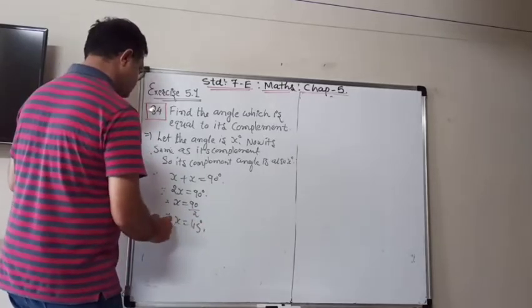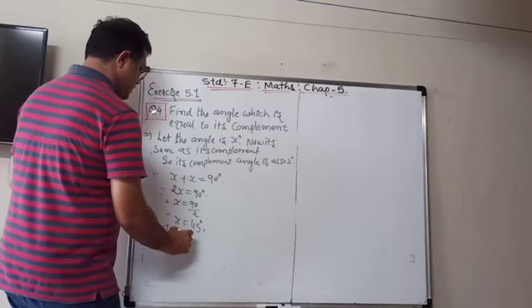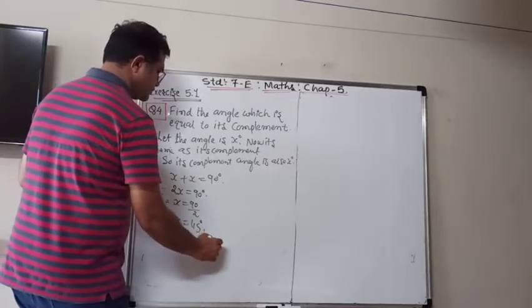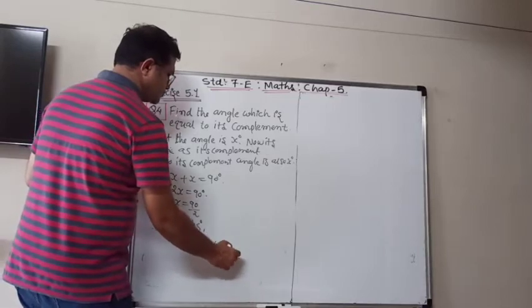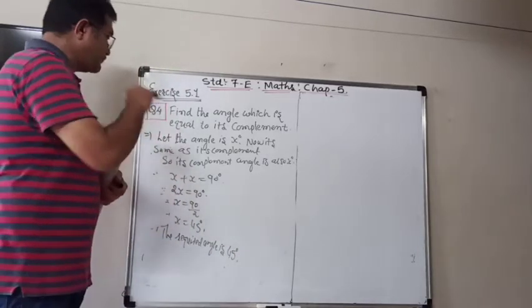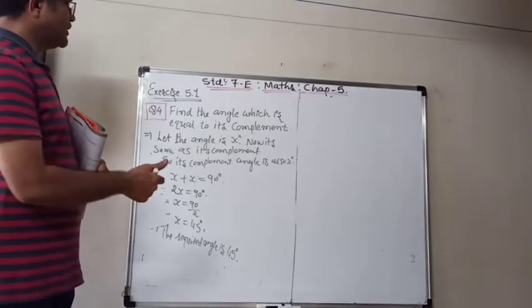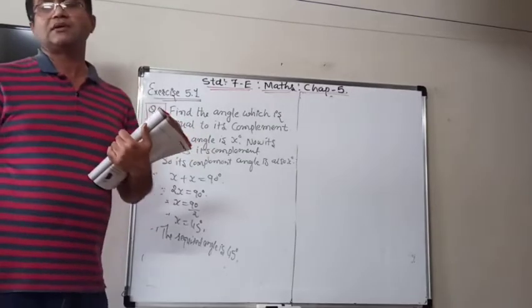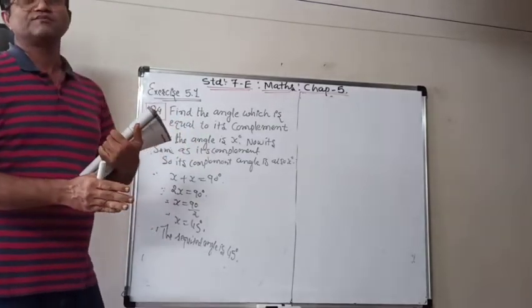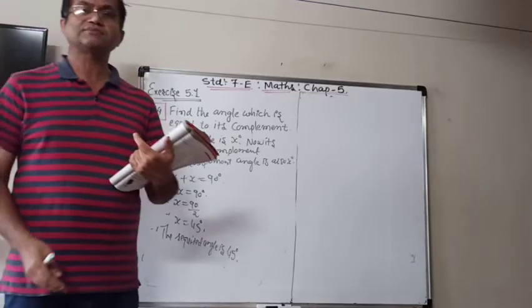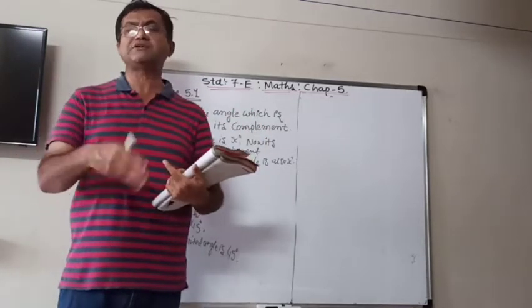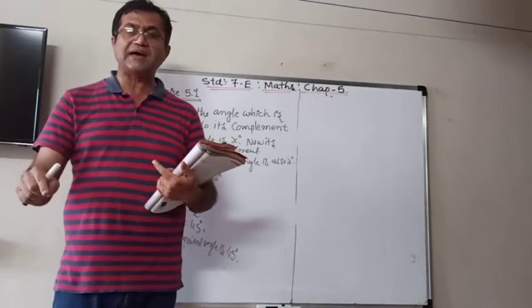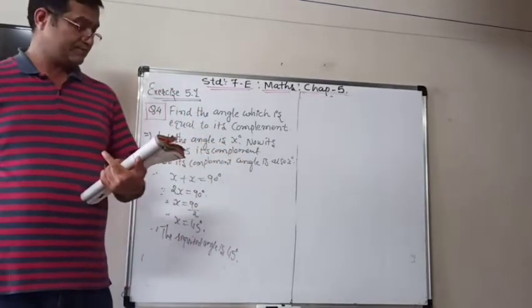Therefore the required angle is 45 degree. So when given that the angle is equal to its complement, means angle is also x, its complement is also x, and their complement means we have to add them, gives you 90. So x plus x gives you 90.